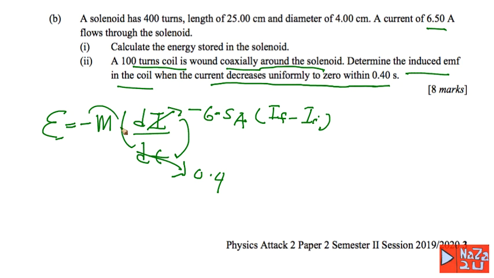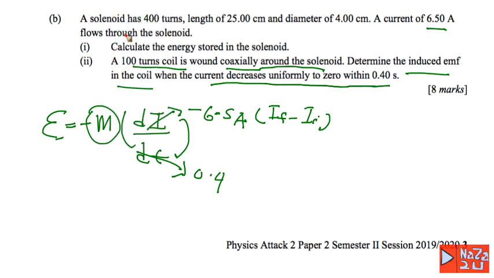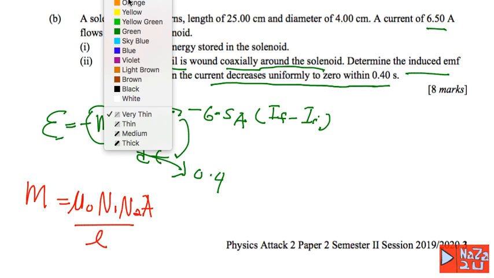So the problem is the M. The M here is the mutual inductance. So you have 2 coils here, 400 turns and 100 turns. So you can find the mutual inductance M. You can use the equation mu naught N1 N2 times the area of the solenoid divided by the length of the solenoid.